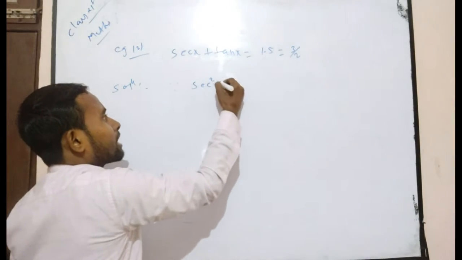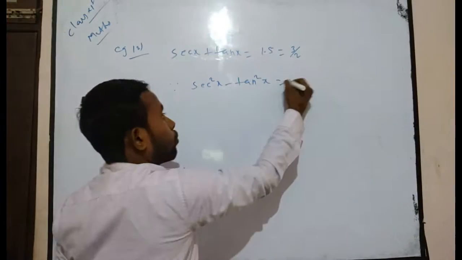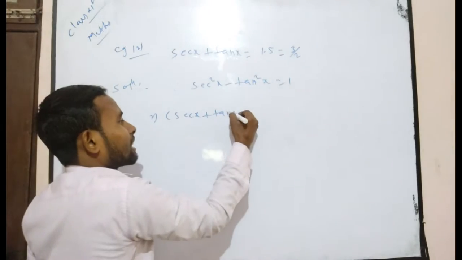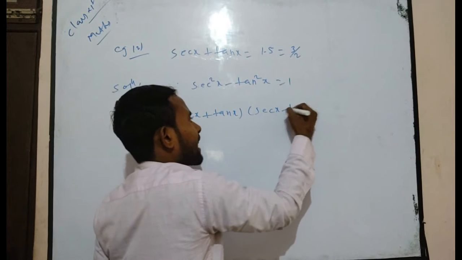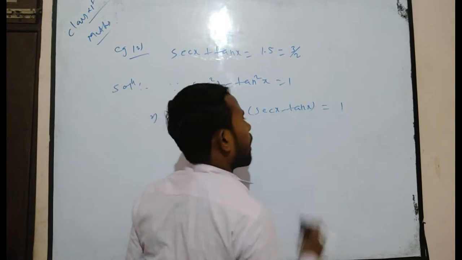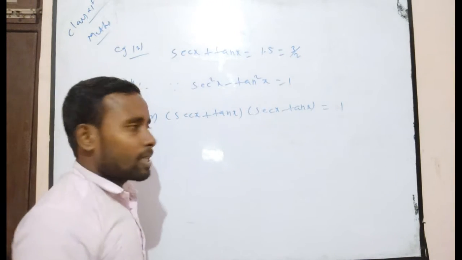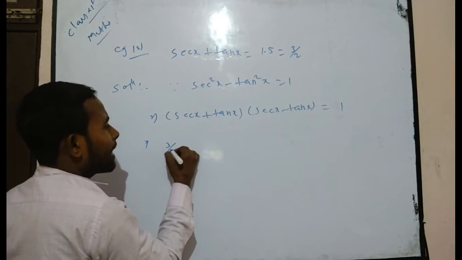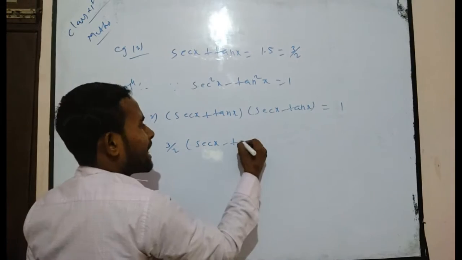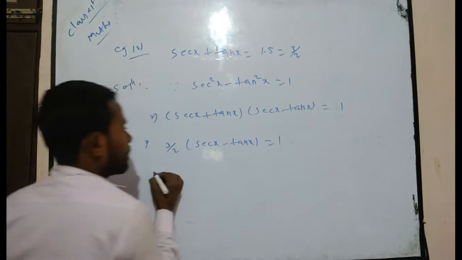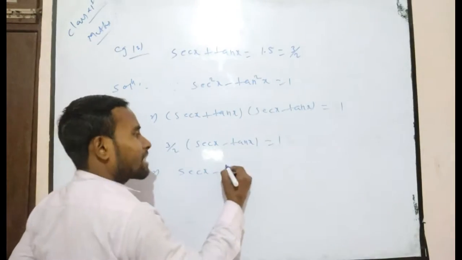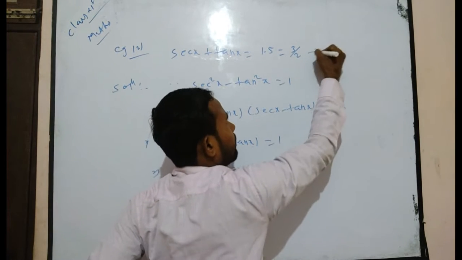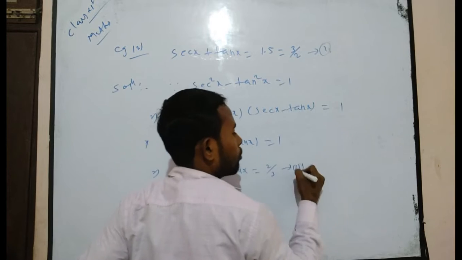First of all, as you know that sec square x minus tan square x is equal to 1, so you can write sec x plus tan x into sec x minus tan x using the formula a square minus b square is equal to a plus b into a minus b. Now, after putting the value of sec x plus tan x, you get 3 by 2 into sec x minus tan x. That will be 1. That implies that sec x minus tan x is equal to 2 upon 3. This is equation first and this is equation second.